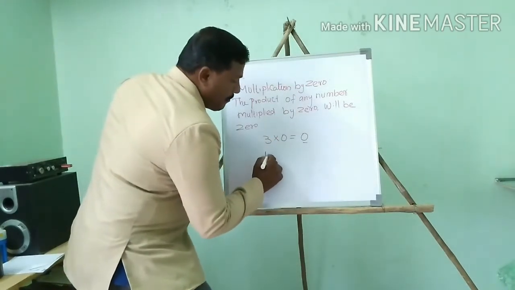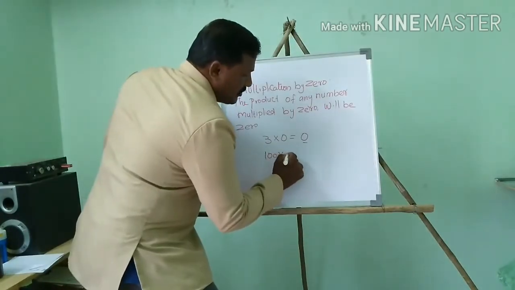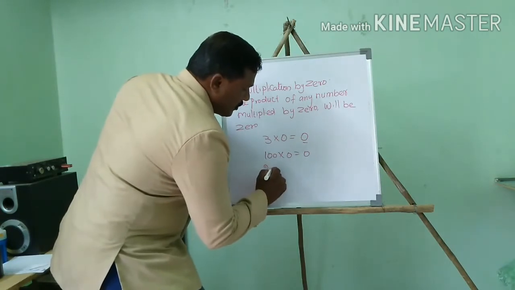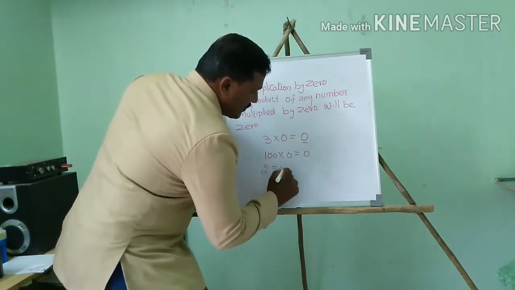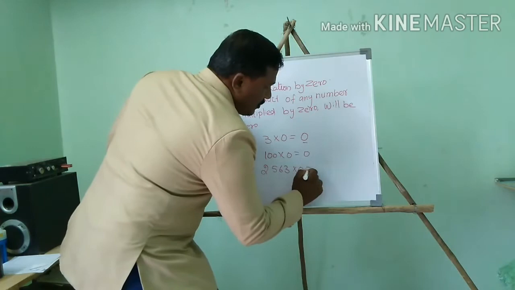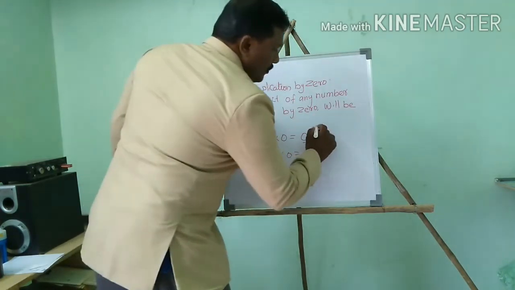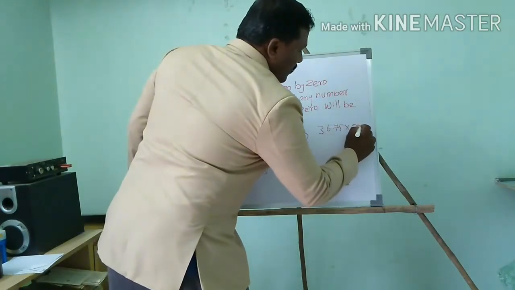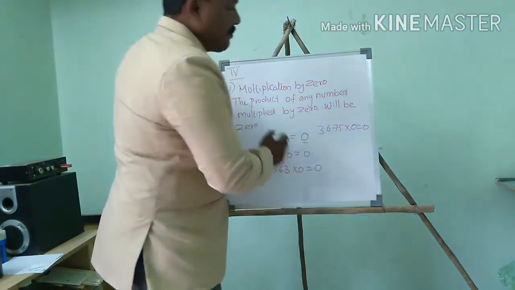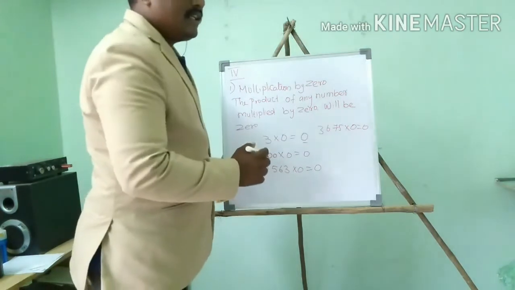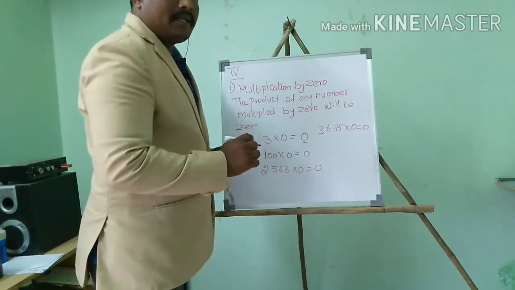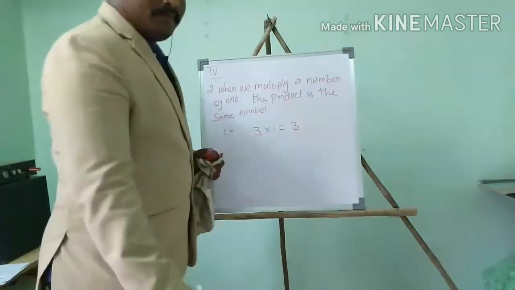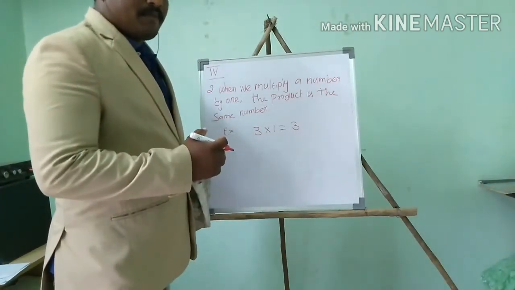Example, if I multiply 100 with 0, it is 0. If I multiply 2563 by 0, it is equal to 0. 3675 into 0 equals 0. So it means if you multiply 0 with any number, the product is 0. That's the meaning. Okay, students. Let me see the second property.